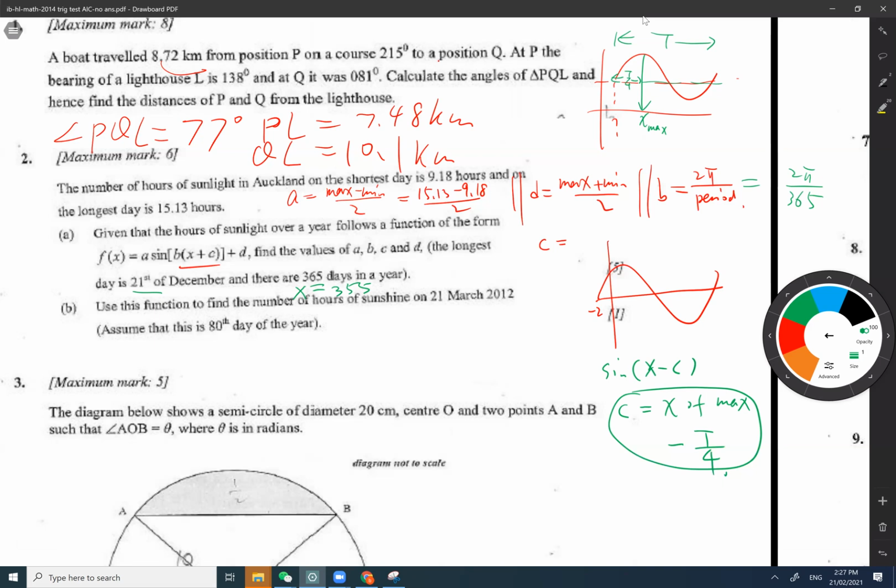C is the maximum value, which is 355 minus 365 over 4. But for us, I told you this is a minus here. That's why for this question they use plus. The answer should be the other way, like here.